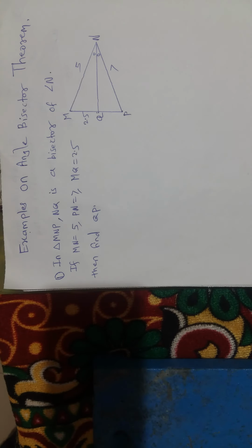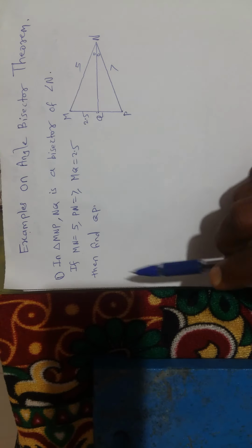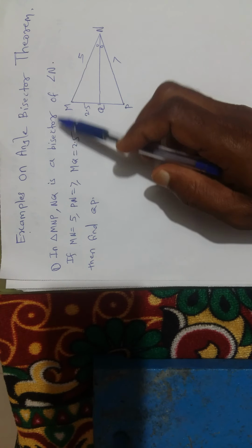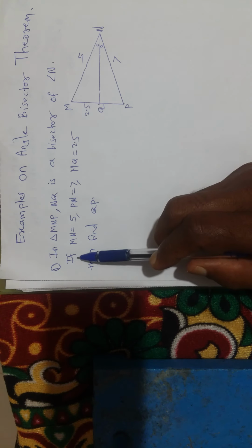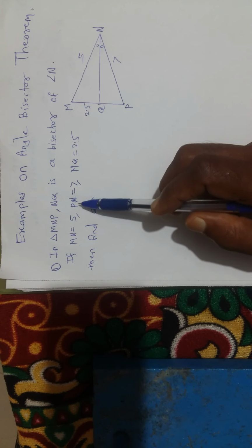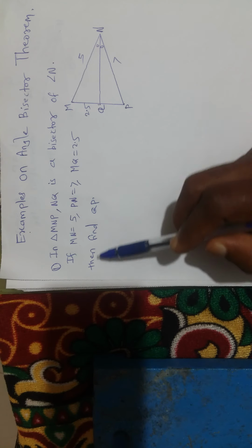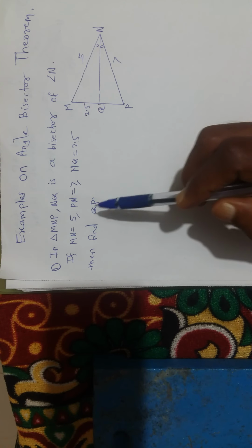Dear student, today we are going to study the examples on the angle bisector theorem. On the property of the angle bisector theorem, our first example is that in triangle MNP, NQ is a bisector of angle N. If MN is equal to 5, PN is equal to 7, MQ is equal to 2.5, then find QP.